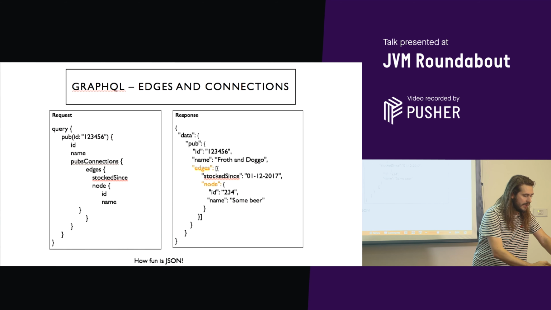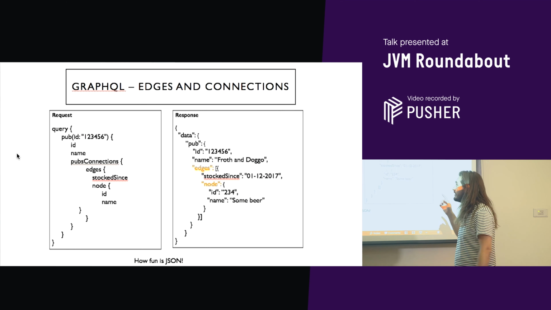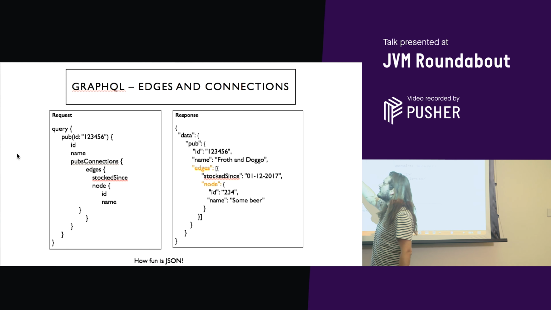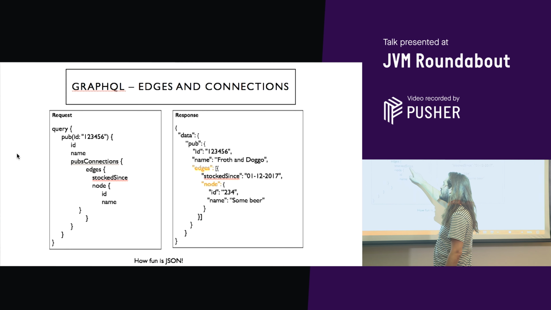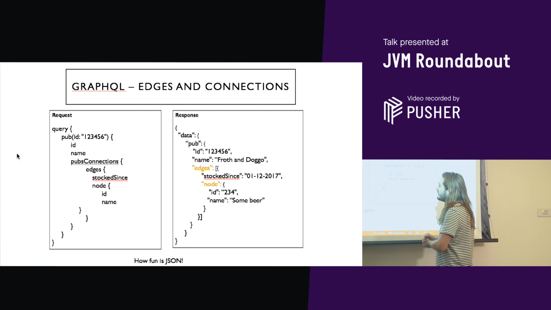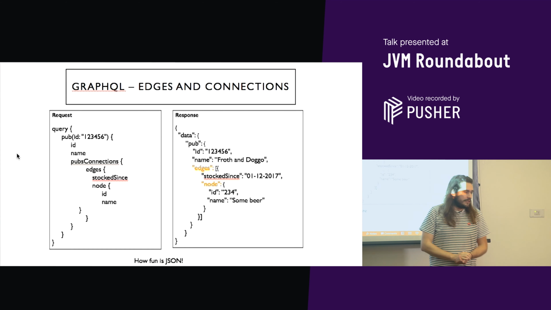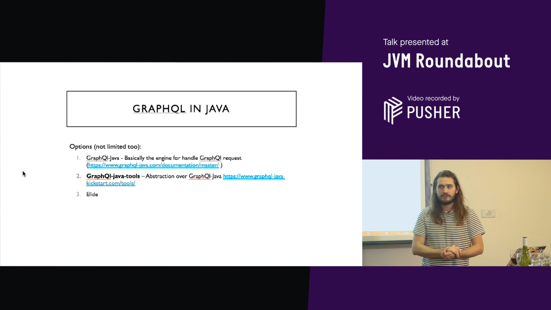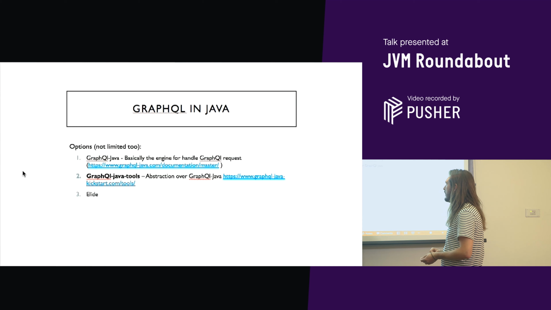So what does this look like? Here's a request, I should have said. I want pub 1, 2, 3, 5, the name of it, and then I want to know how long each beer has been stocked, and the name of it. That's what it looks like as a response, where it's got the edges, because there could be many, and then the node, specifically the beer, ID 1, 2, 3, 4, and the name of the beer. So that's GraphQL. Hopefully that made some sense.